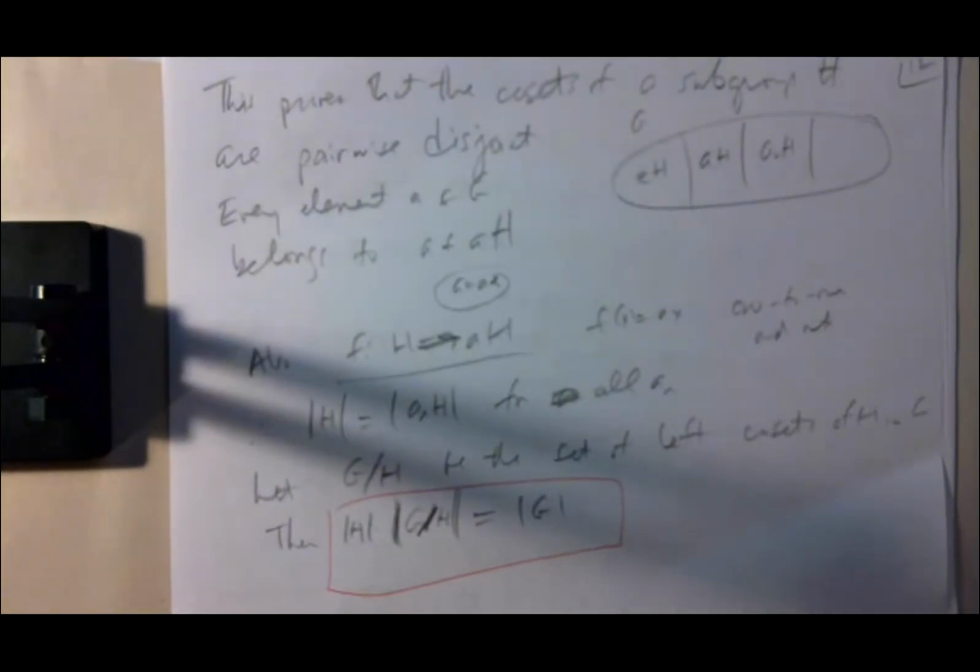These are all positive integers. The cardinality of H times some integer is the cardinality of G. So the cardinality of H divides the cardinality of G. That's the proof.